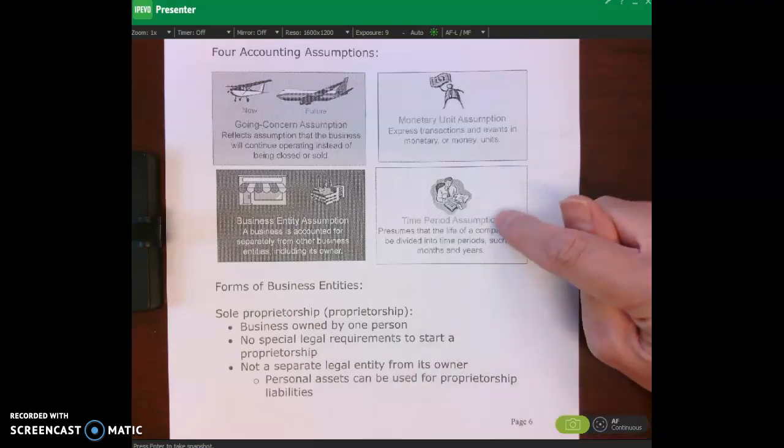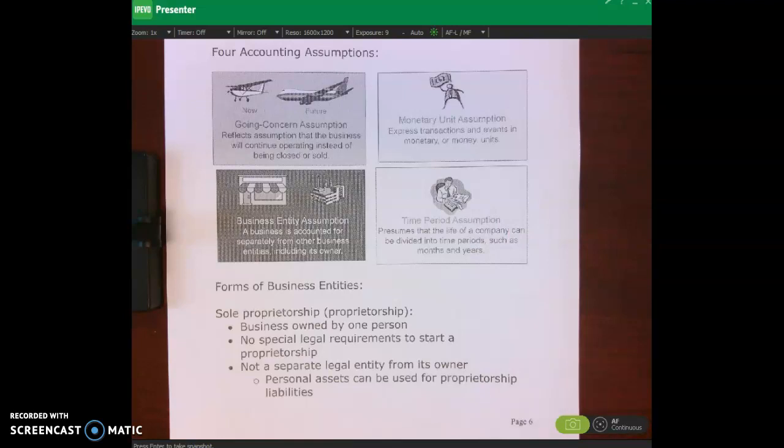The other one is that we have a time period assumption, and basically this means that we can separate the life of an organization into discrete time periods such as years or months. Okay? And so when we talk about the accounting period, we typically mean 1 year.